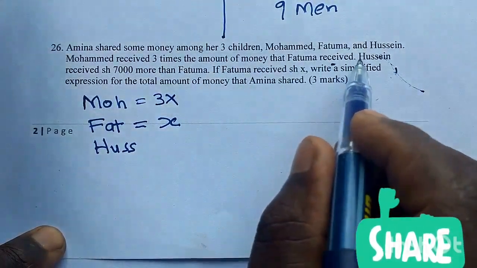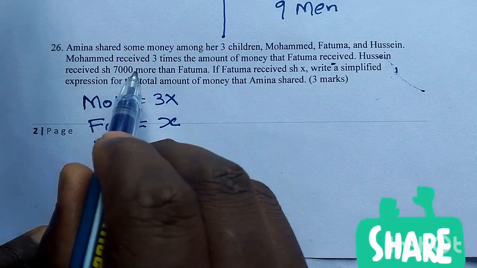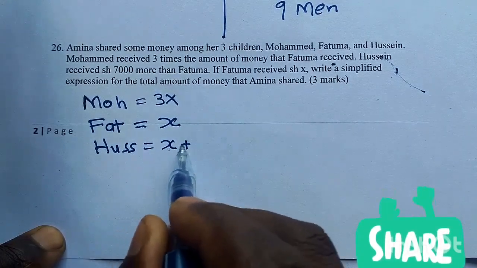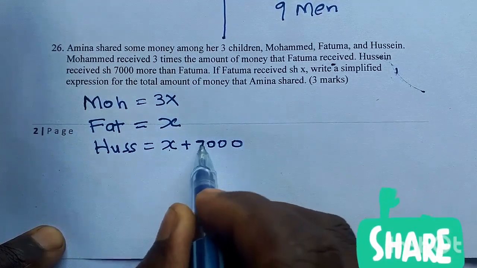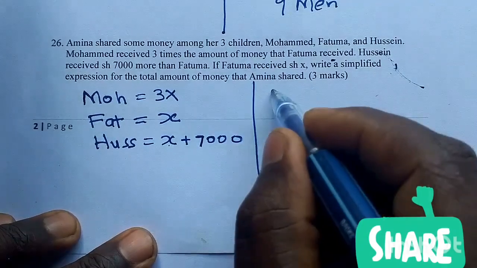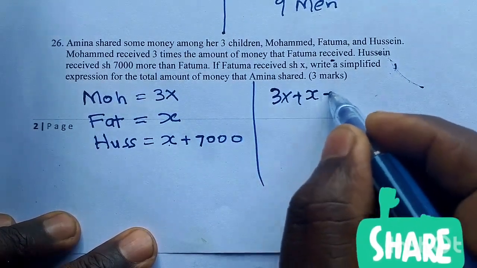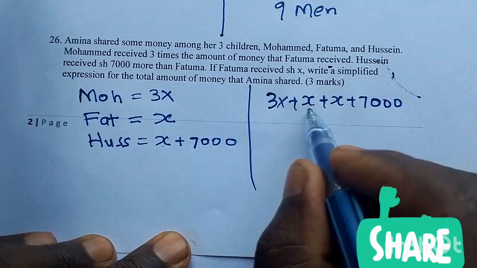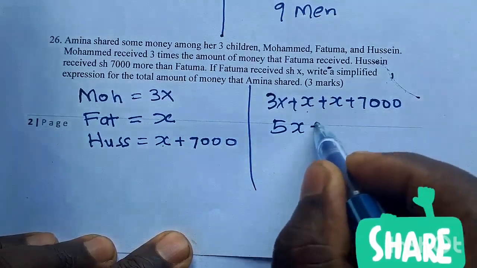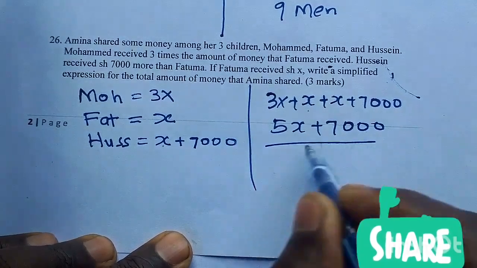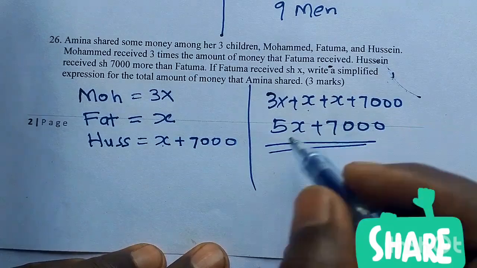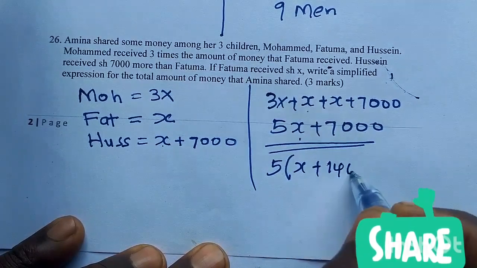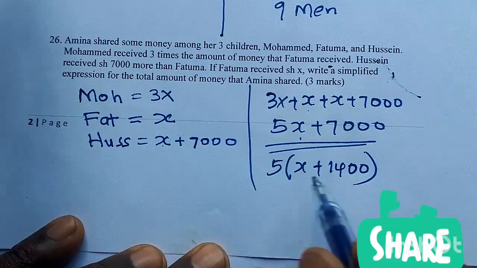Hussein received shilling 7,000 more than Fatuma. So Fatuma got X, so Hussein got X plus 7,000. So the total money will be 3X plus X plus X plus 7,000. This is 5x plus 7,000. That is the expression. If you can simplify that further, you can say 5 into x plus 1,400. You divide by 5 every time.